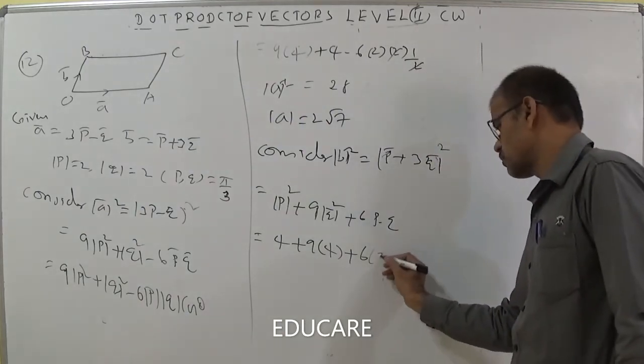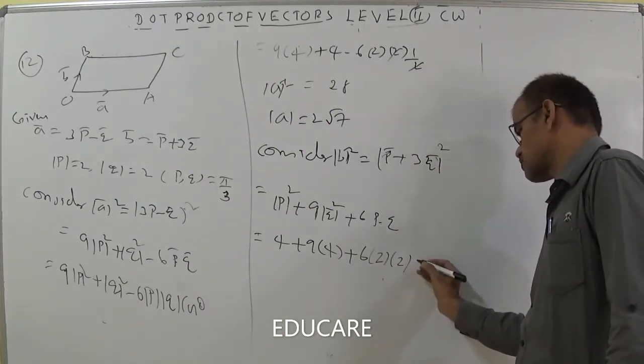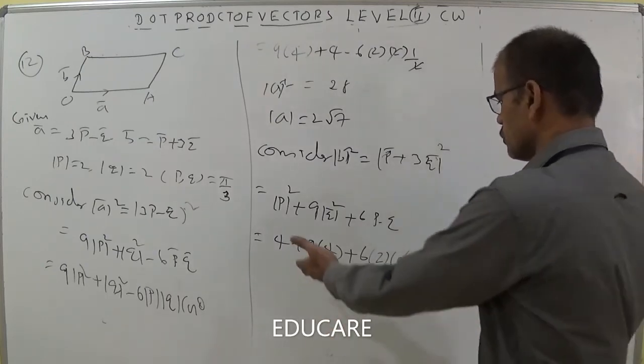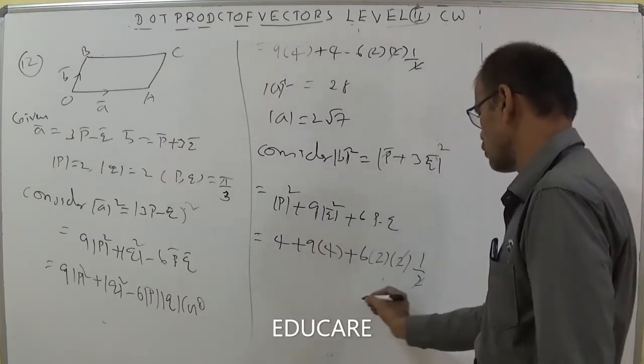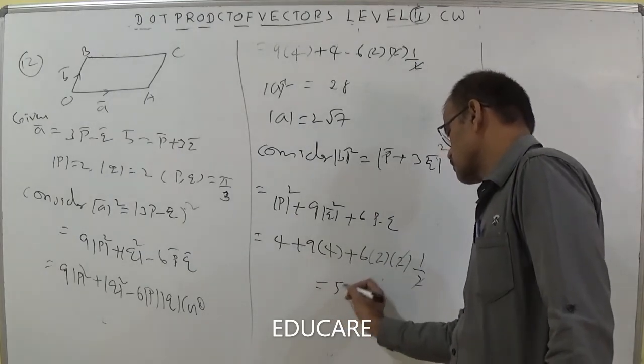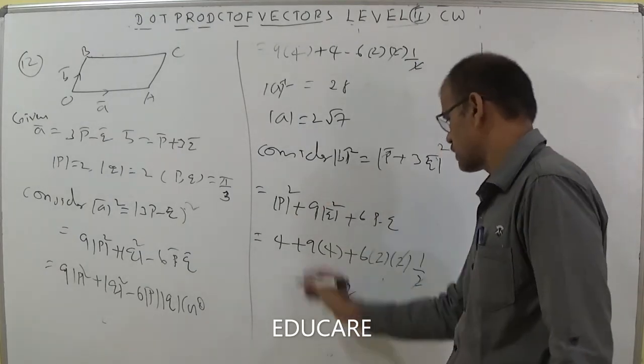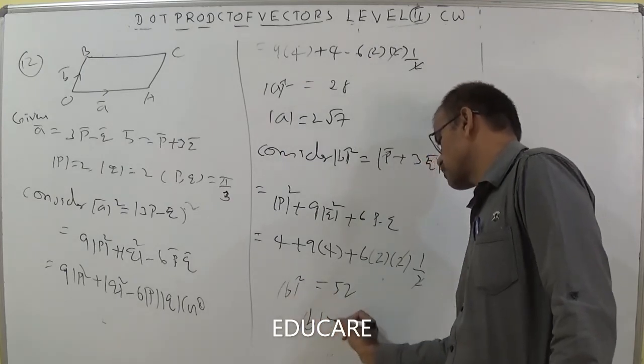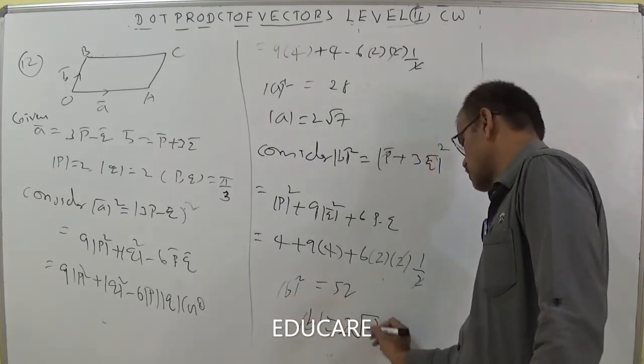The value of |P| is 2, the value of |Q| is 2, and cos θ is equal to 1/2. The 2s get cancelled. 4 plus 36 is 40, and 40 plus 12 is 52. So this is B square, and B is equal to 2√13.